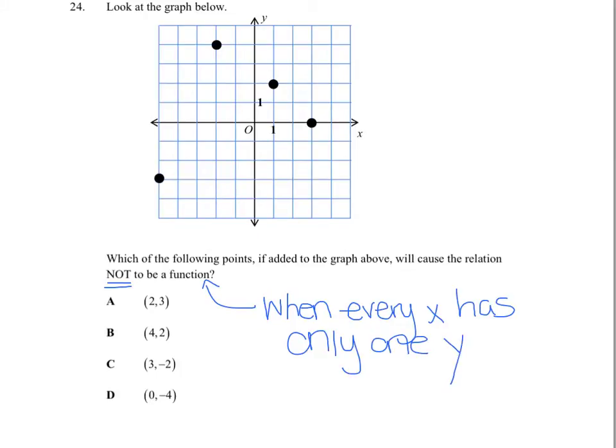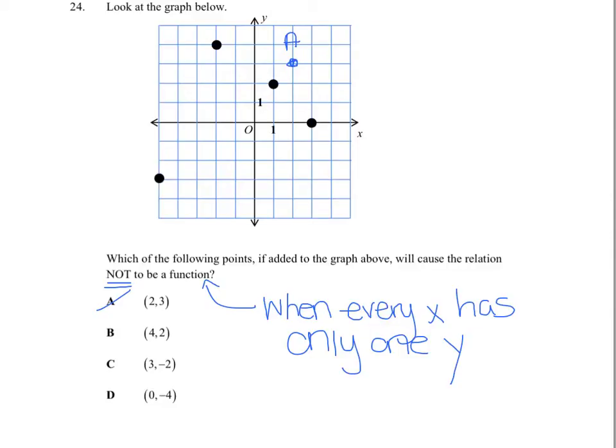This also on a graph can show us when it passes the vertical line test, meaning that if I drew a vertical line over each one of these, my vertical line will only intersect one point or no points. But if it intersects 2 points, then it's not a function. So if we first plot A, I'm going to go over 2 spots from the origin and up 1, 2, 3, because x comes before y. There's our point A. Well, there's no other point when x is 2, so A doesn't work.